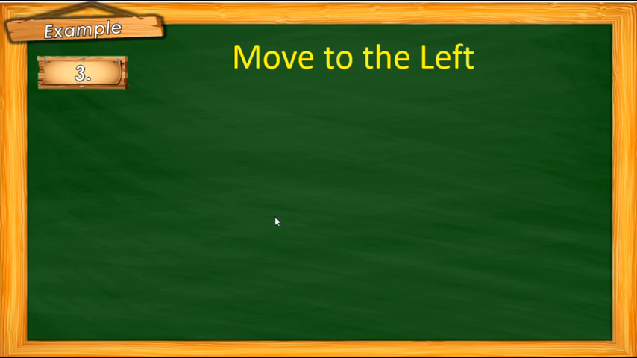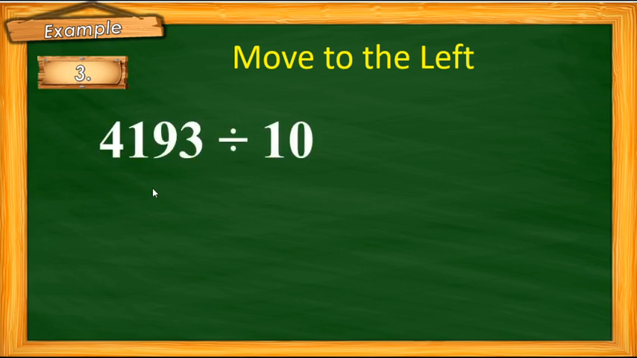Now, let's try to use this one. Move to the left. Why move to the left? As you notice in our dividend, 4,193 divided by 10. Again, our divisor involves 0, while our dividend has no 0. How do we divide this one? Using the DMSBR rule? No, we're going to move to the left. Why move to the left?